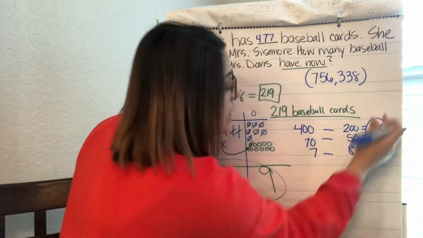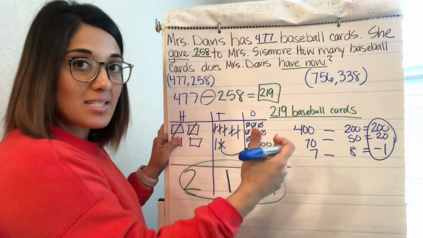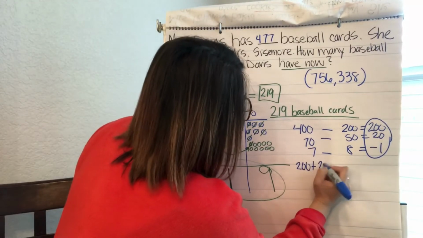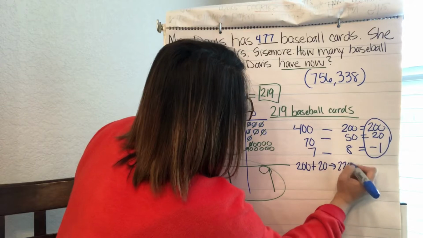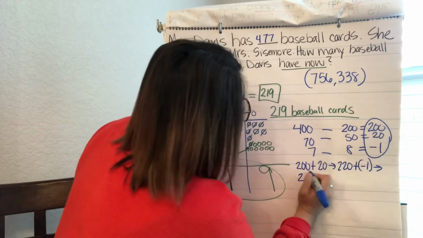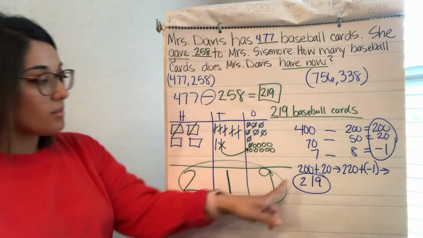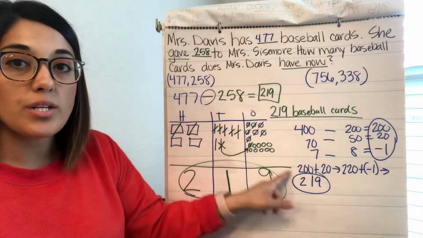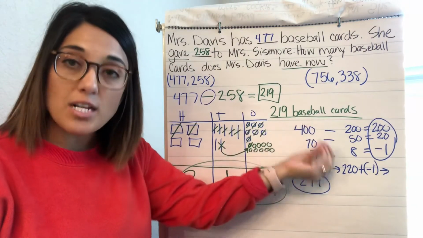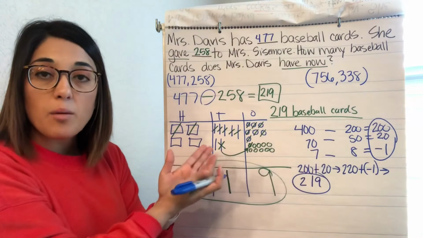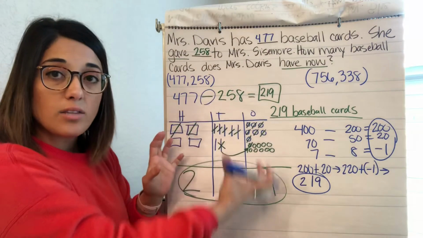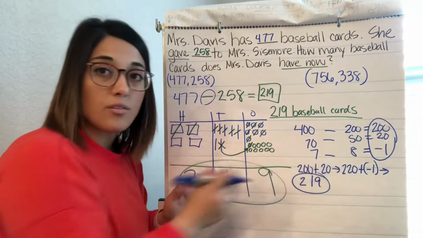So then I need to add up my hundreds, tens, and ones back together. So I need to do 200 plus 20 gets me to 220, plus negative 1 gets me to 219. Okay, so there's where I was able to get 219 using the combining same units, hundreds, tens, and ones with the actual number set. But I love how you guys can compare these two strategies and see how they really go together. And once I understand this strategy really well, I can move myself to this strategy.